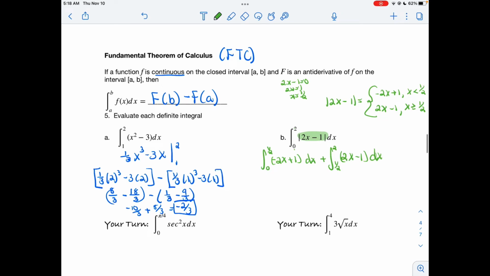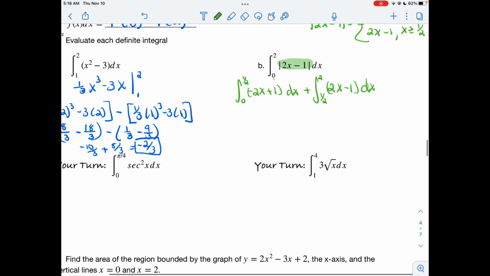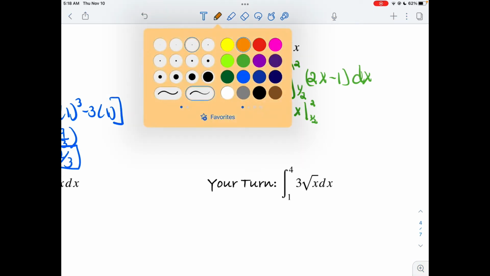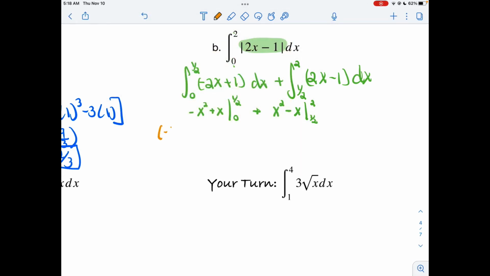So we're going to start by finding the antiderivative of negative 2x plus 1, which is negative x squared plus x, evaluated from 0 to 1/2, plus the antiderivative of 2x minus 1, which is x squared minus x, evaluated from 1/2 to 2. So remember the Fundamental Theorem of Calculus, we evaluate the function at the upper bound, so I'm going to replace every x with 1/2. And then subtract, replacing every x with 0. And that takes care of the first one.